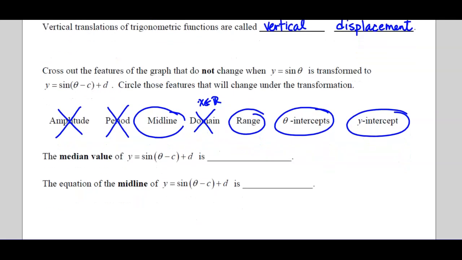Okay, if you're asked for the median value, that is d. It can be positive, it can be negative, whatever d is. That's your median value. And the equation of the midline is y equals d. Remember, a horizontal line is always y equals. So whatever that d value is, because on the base graph, it's the x-axis, y equals 0. Now you're moving everything up, so that midline's going to change.